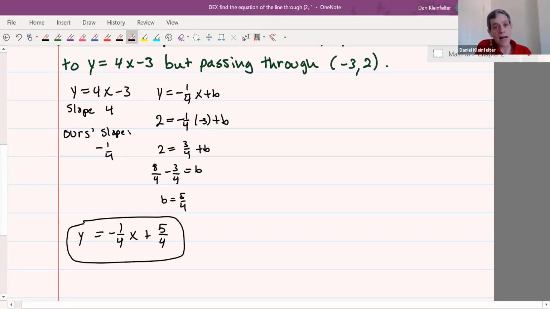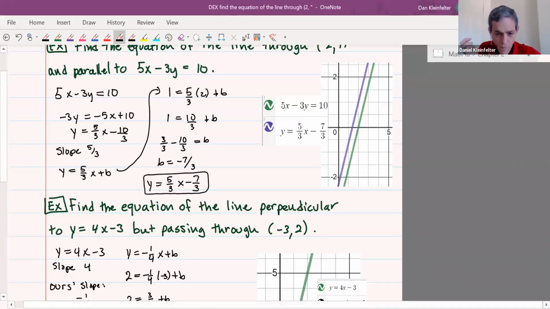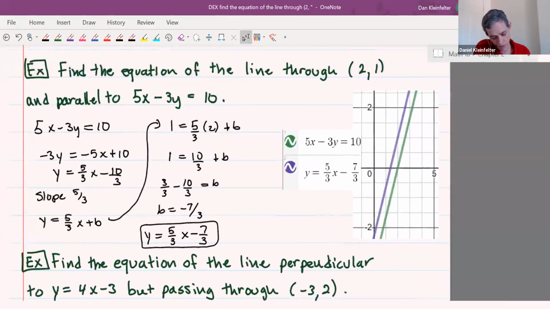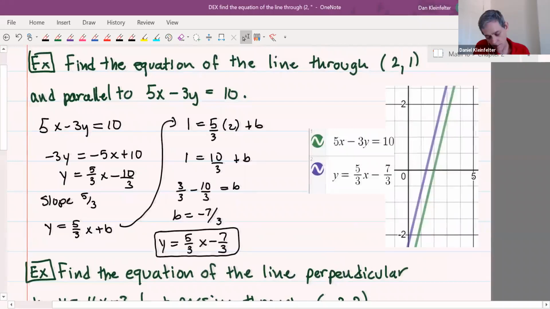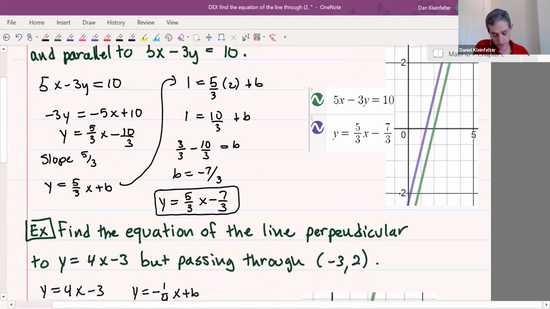Okay, let me go ahead and add some graphs to this. All right, welcome back. I went and put the graphs on for each of these problems. The first one that we had done was the one about parallel. So in green, you'll see the graph of 5x minus 3y equals 10, and then the line that we produced in purple, y equals 5/3 x minus 7/3. And sure enough, they do look parallel, so that's good.